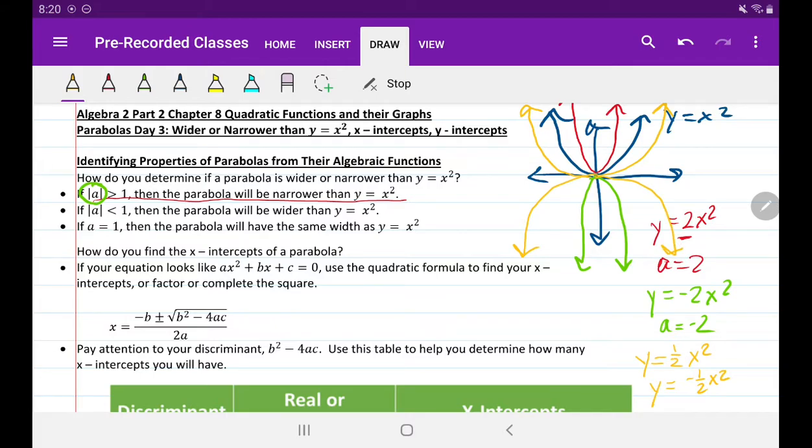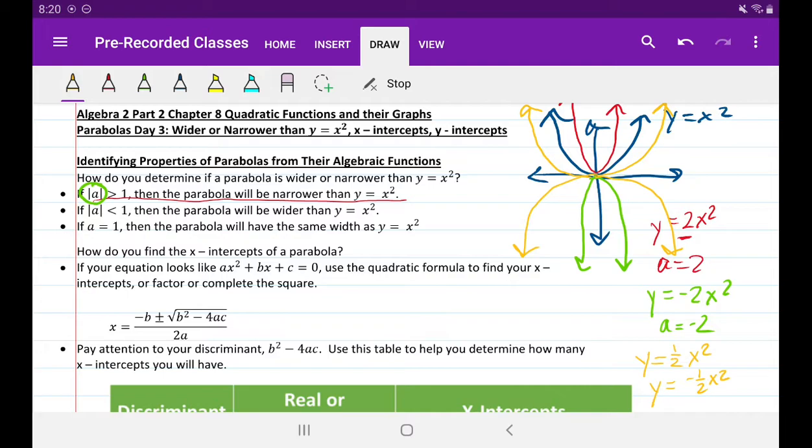So you have a lot of different examples of parabolas with different a terms. The short story is, if the absolute value of a is greater than 1, it's narrower, and if it's less than 1, it's wider. And of course, if a equals 1, then the parabola has the same width as y equals x squared, and that doesn't really change its shape in that way.